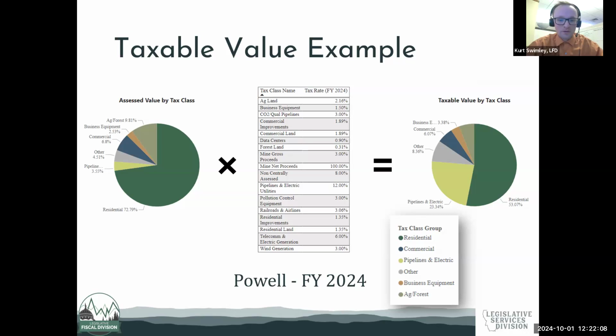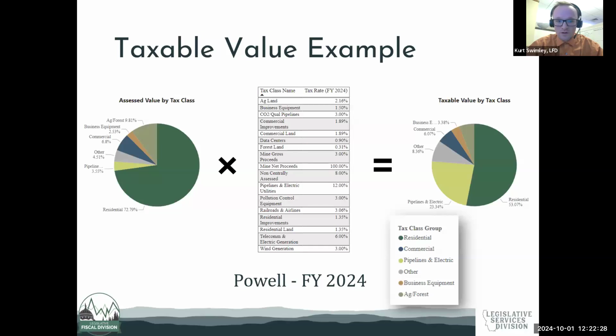We have an example up on the screen of Powell County. Now, in Powell County, you can see on the left-hand pie chart the overall assessed value by tax class, and you can see that most of the assessed value in the jurisdiction is residential. It's about 73% of all the property.